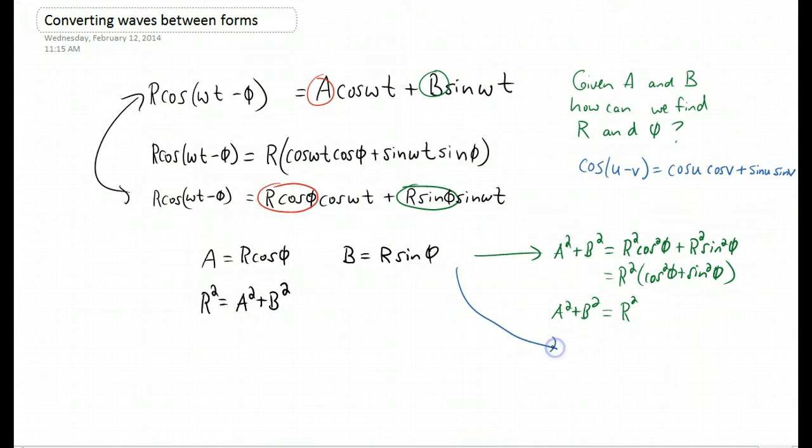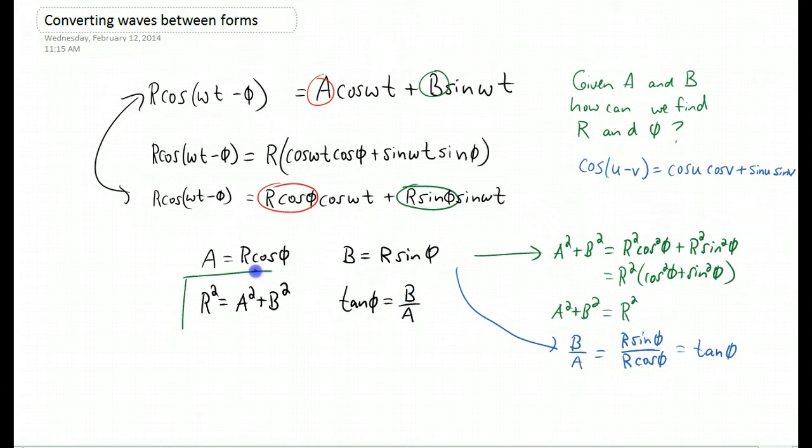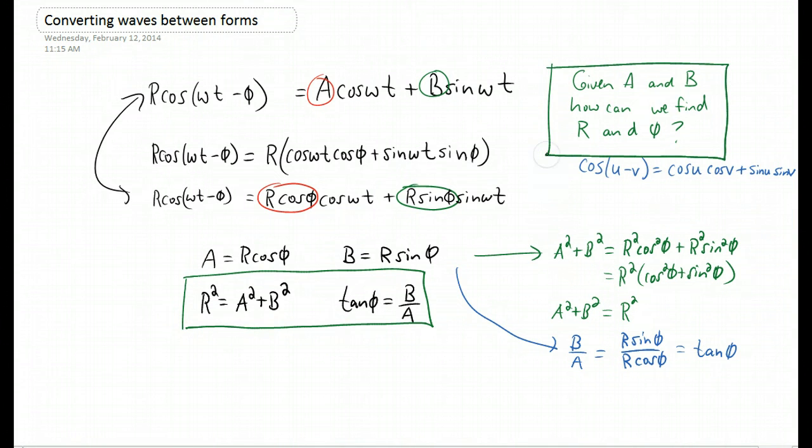Another quick thing we can do with these two equations is we can divide them. We can notice that b divided by a is r sine phi divided by r cosine phi. Obviously the r's cancel and you just get tangent of phi. So the other equation I want to write is tangent of phi is b over a. And these are the two equations you want to use to answer that question right there.